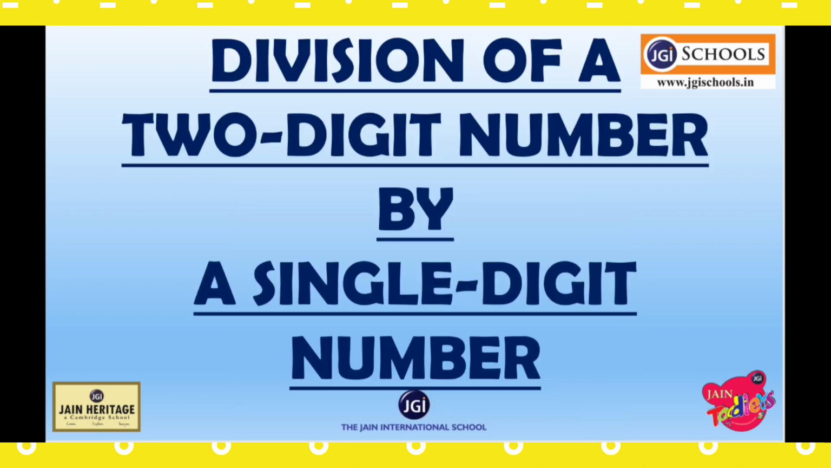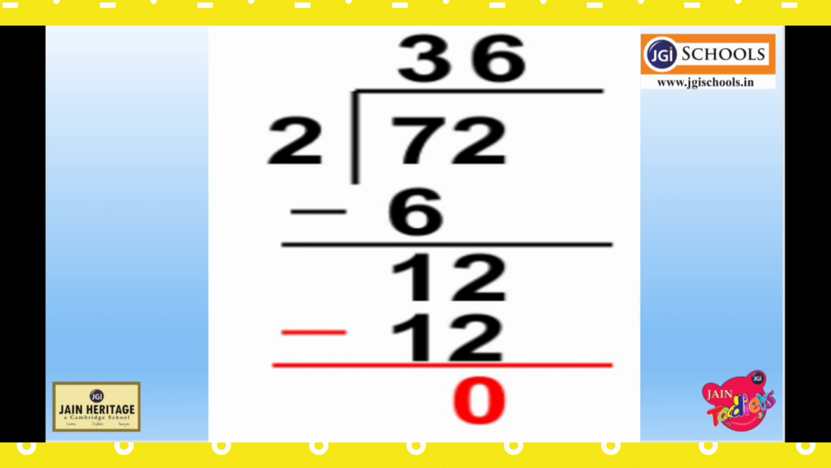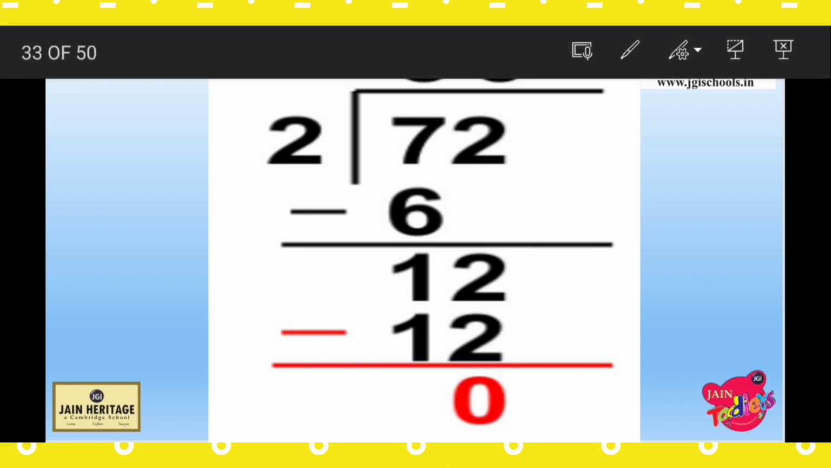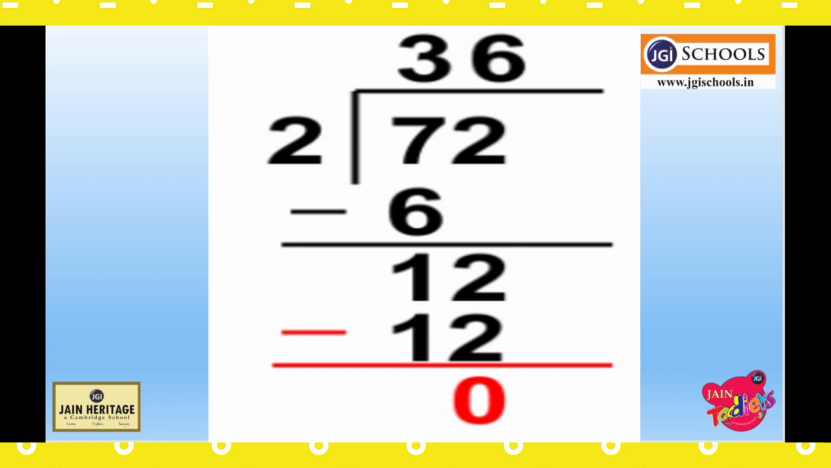Now, division of a 2-digit number by a single digit number. Suppose we have taken a 2-digit number, that is 72. This 72 is divided by 2. So 2 threes are 6. Yes, what we got here, 2 threes are 6. Now what is remaining here in the bottom? 1, and 2 will be carried down from the dividend, that is 12. The number became 12. 2 sixes are 12. So 12 minus 12 will be equal to 0.